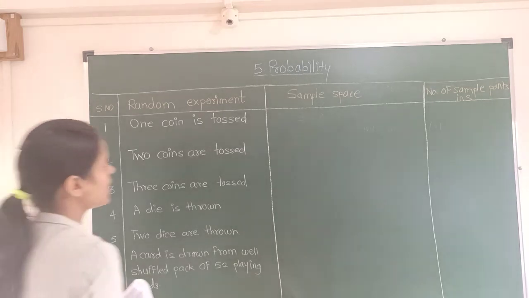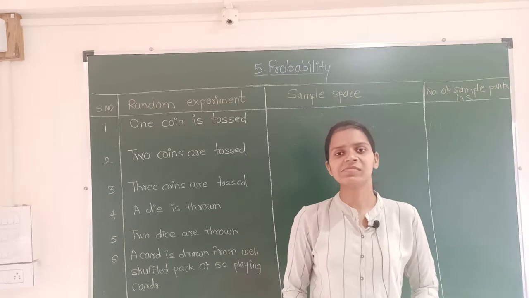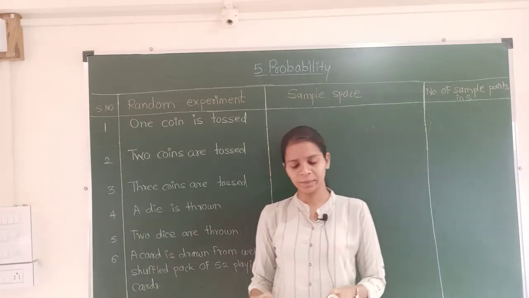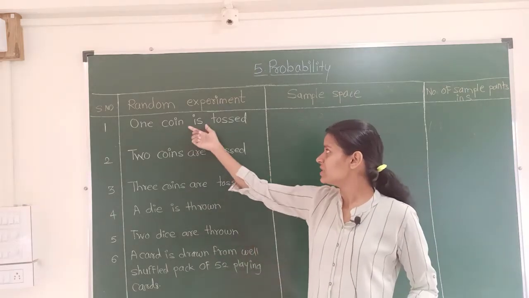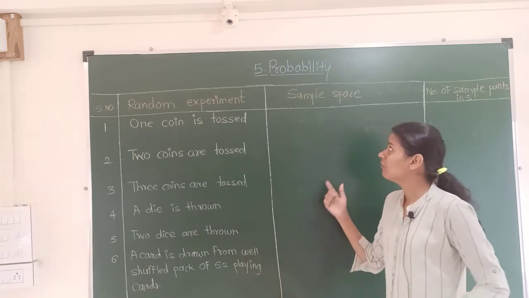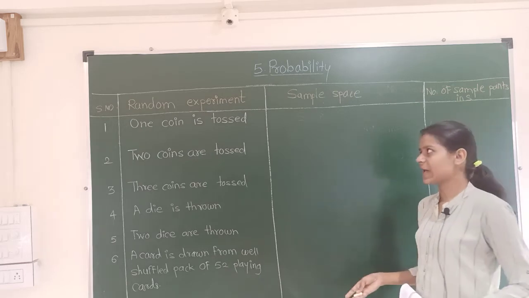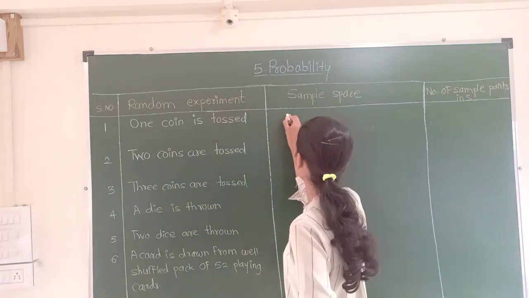See, these are the examples for the finite sample space. We have seen what is meant by sample space, sample point. So see, first example is one coin is tossed. Suppose one coin is tossed, then what is the sample space? It will be head or tail. So in the sample space, we are going to write the possibilities.